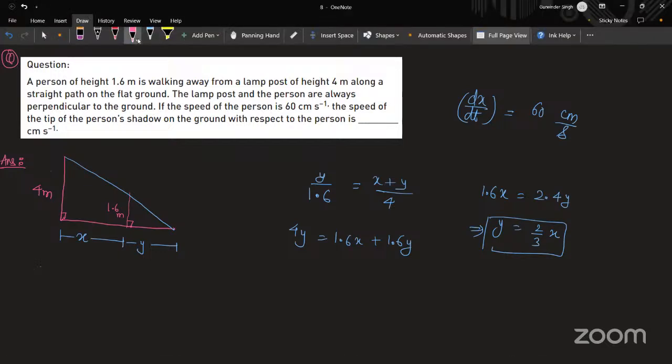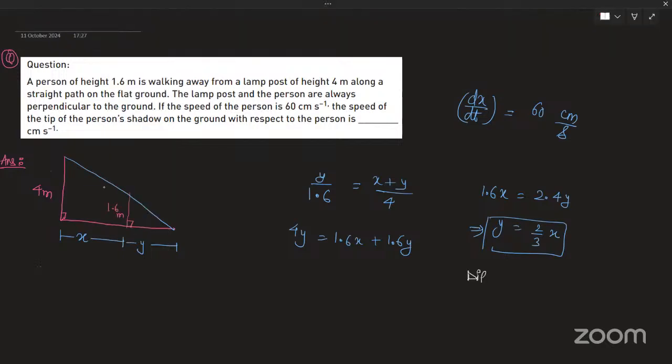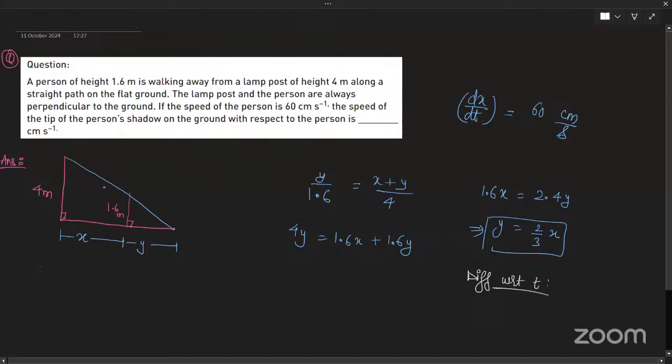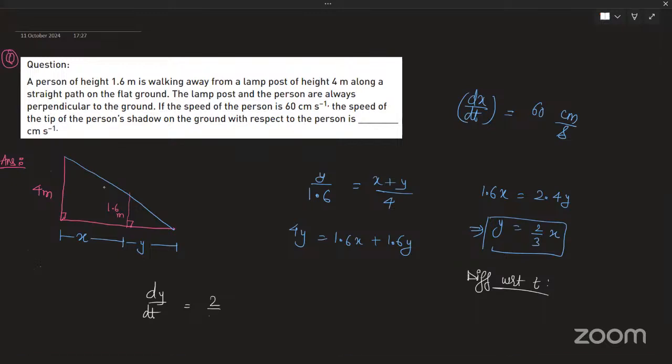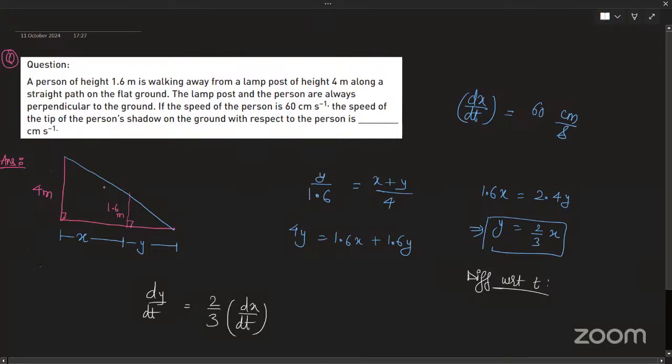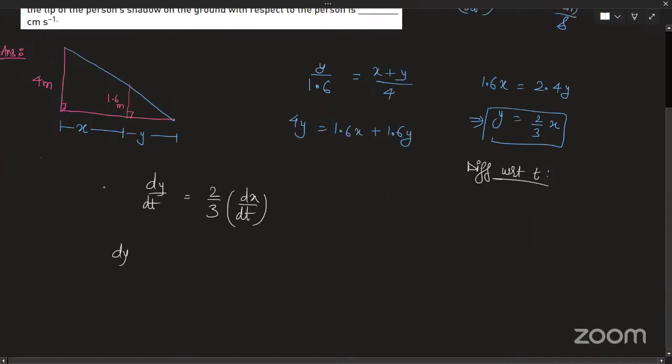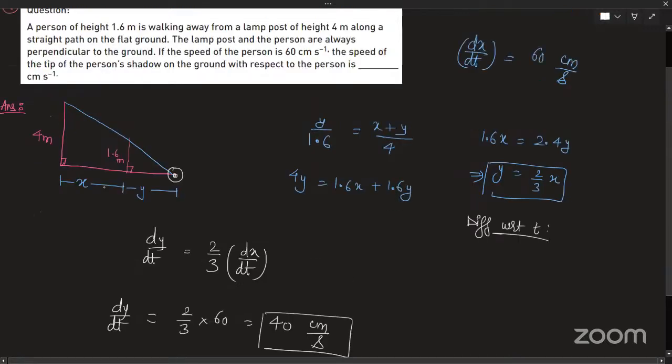Now, if I differentiate both sides with respect to t, dy by dt is 2 by 3 times dx by dt. Fine. Now, do I know the value of dx by dt? Yes, dx by dt is already known to me. Speed of the person I already know. It's 60. So 2 by 3 into 60. How much is this? 40. So the shadow of the person will move at 40 centimeter per second.